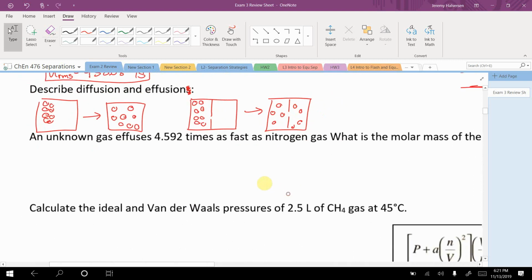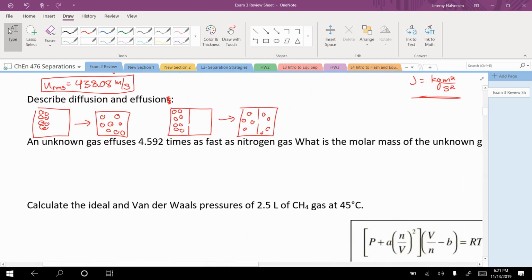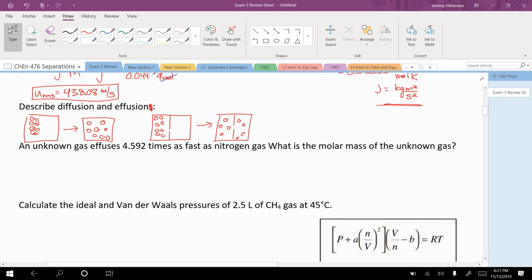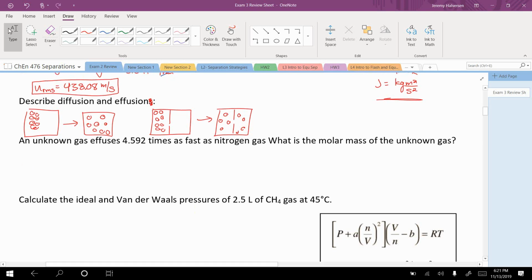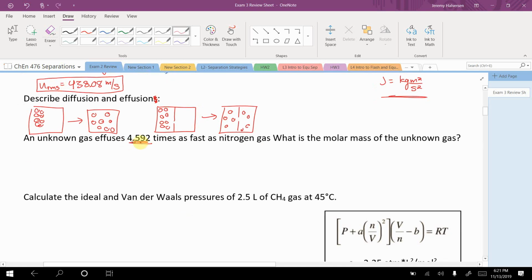So try and do this one, except I'm getting the feeling that you guys just want me to go through it. Because this stuff's kind of old. Maybe when we get to newer stuff, I'll let you do it. Sound good? Okay. I don't want to waste time. So an unknown gas effuses this many times faster than nitrogen. What's the molar mass of the unknown gas?